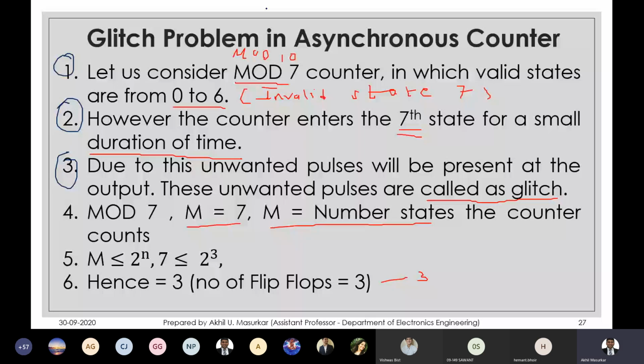so I am asking you some questions now. For a mod 6 counter, which are the invalid states? Type your answer in the chat box.